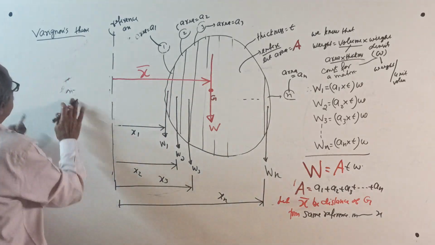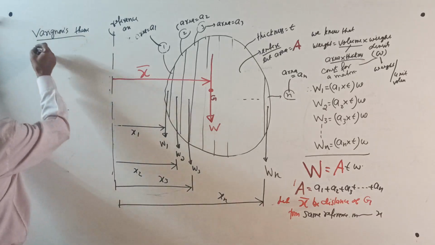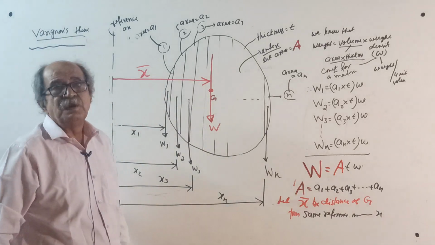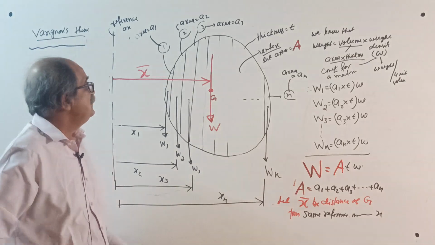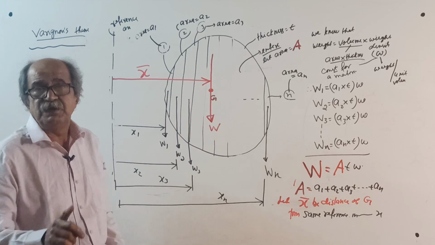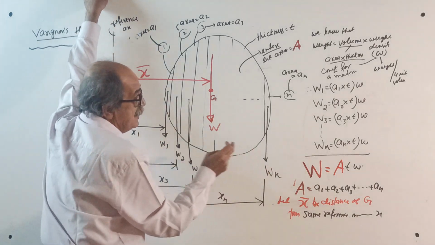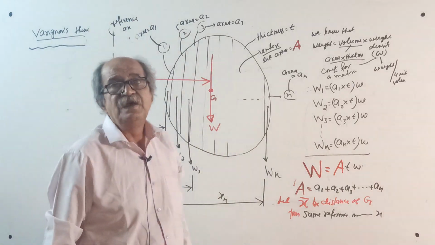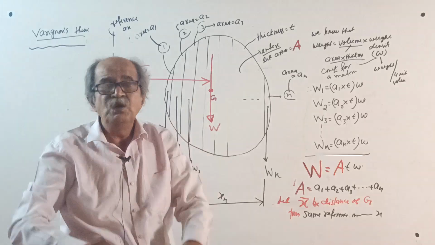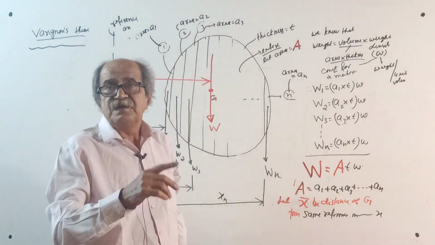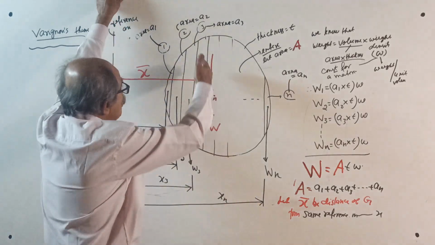Now, apply Varignon's theorem. I will state it for you. See, this is actually a parallel force system. This is W1, W2, W3, and so on up to Wn, the individual weights. They all act vertically down, so they will form a parallel force system, so the line of action of the resultant will also be vertical.